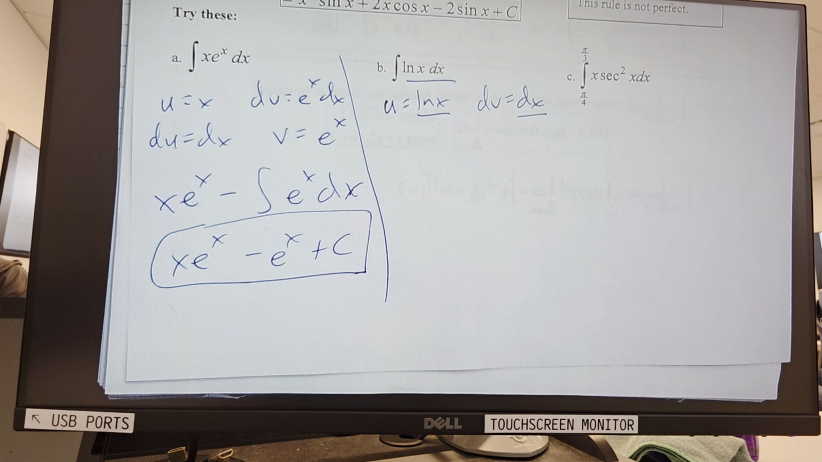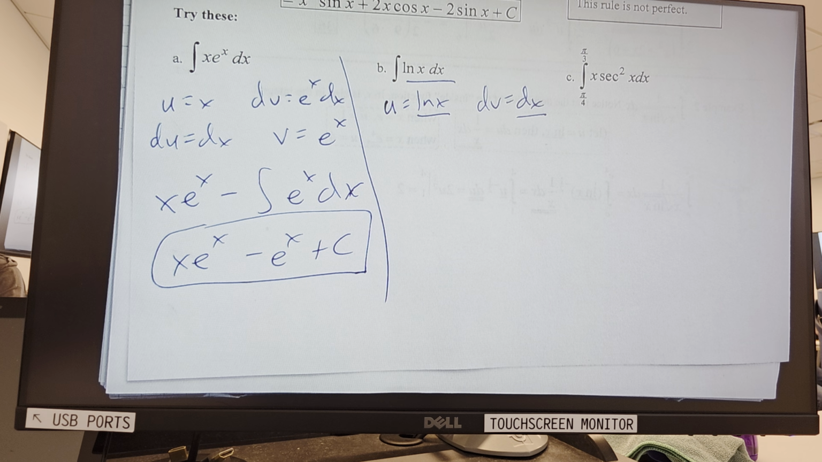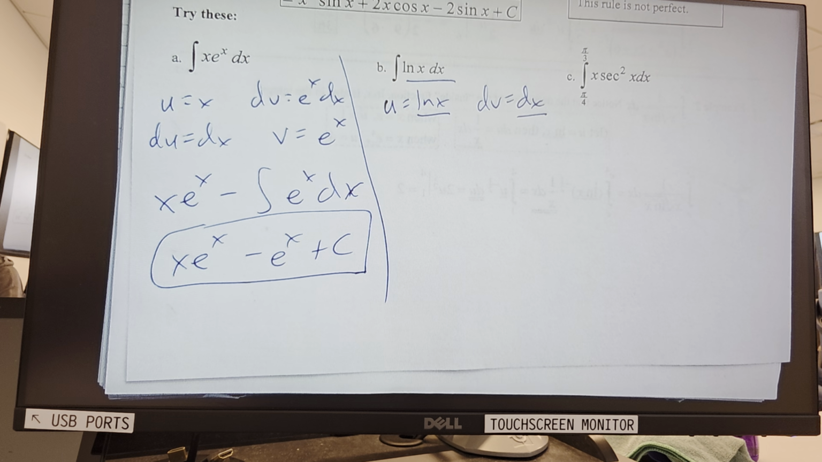I thought that when you integrated dx, the only thing that was left was the plus c. No. What's the integral of dx? x. What's the derivative of x? 1. So what's the integral of 1 dx? x. It's got to go back, right?